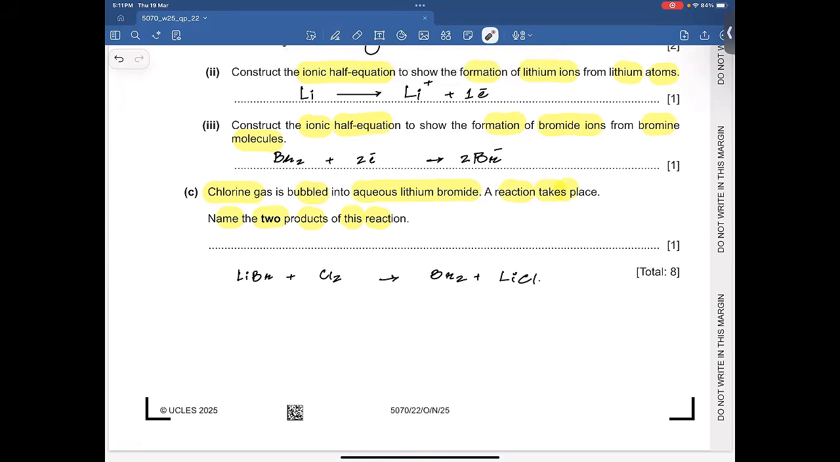By the way, how many bromine atoms here? Two. So we need to put two here. And since we have two lithium and two chlorine, I'm going to write two here. So bromine and lithium chloride would be the two products. And the examiner is looking for the name. So it's basically bromine and lithium chloride. So that's the end of the fourth question. Let's move on to the fifth one.